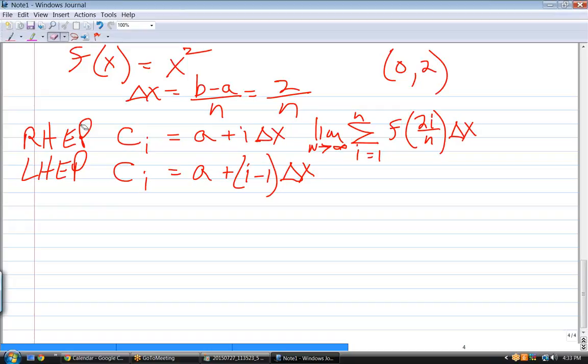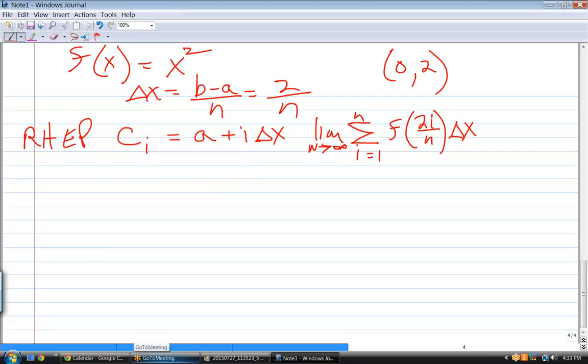Let me erase that and move it down as soon as we get an answer for this. Then we'll do the left-hand endpoint and compare our two answers. Well, here's our function, x squared. So we need f of this instead of x. So this is equal to the limit.